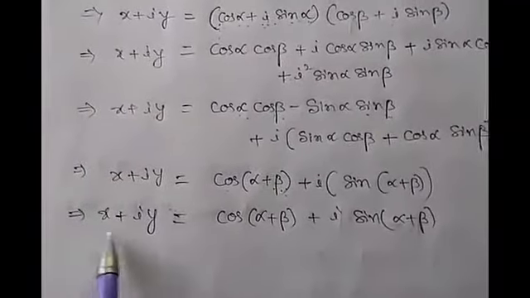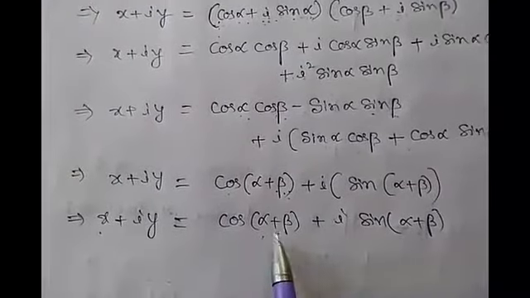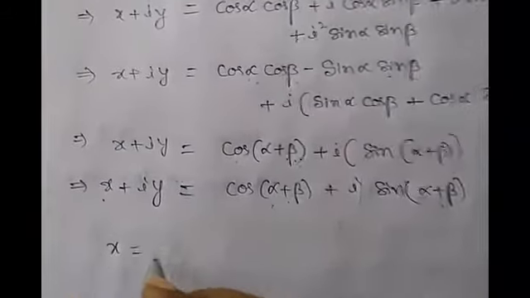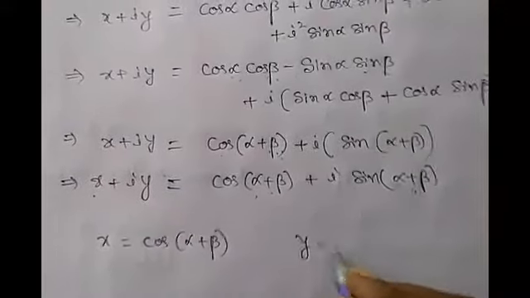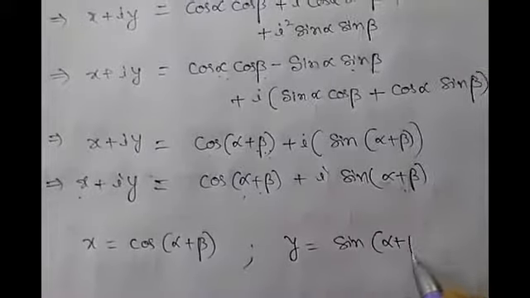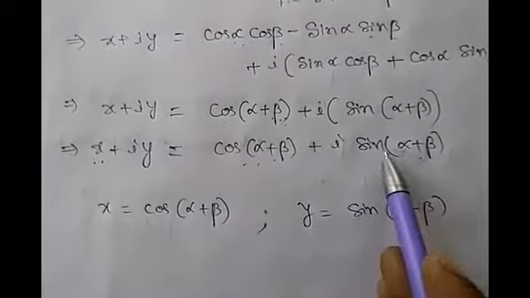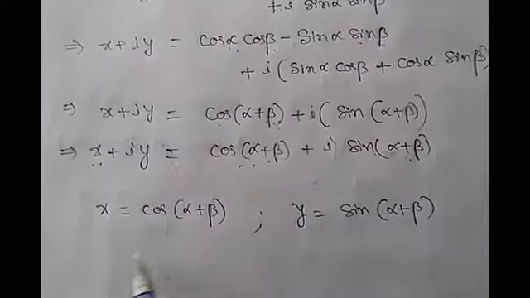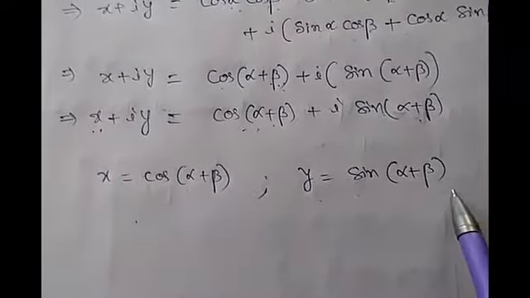Now equate like terms. That means equate real parts and equate imaginary parts. You get x is equal to what? Cos of alpha plus beta. And y equal to what? Sin of alpha plus beta. x is the real part and y is the imaginary part. So compare real and imaginary parts. You get x is equal to cos of alpha plus beta, y is equal to sin of alpha plus beta.